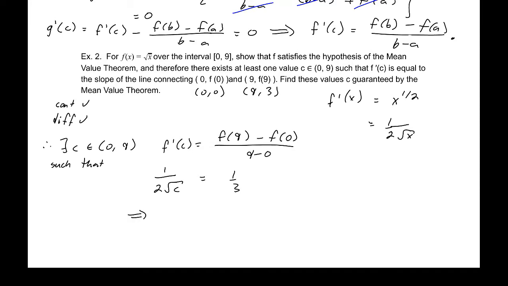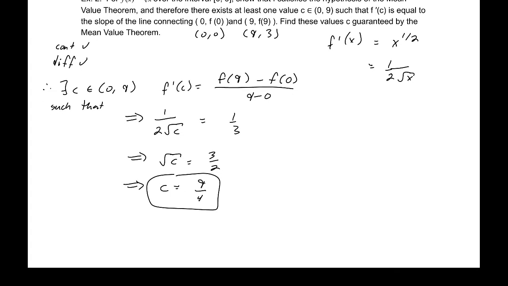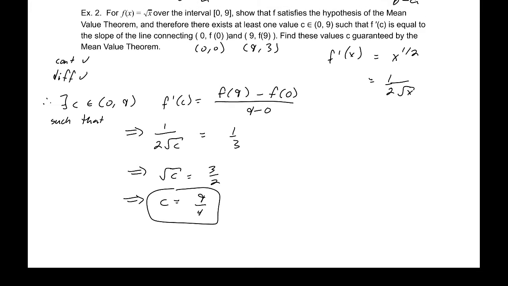All right, which implies that the square root of c equals 3/2, which means that our c value is 9/4. And there is the value of c guaranteed by the mean value theorem. So again, at some point, the instantaneous rate of change, so if I evaluated the slope at 9/4, I would get the same as the average rate of change between those 2 points.